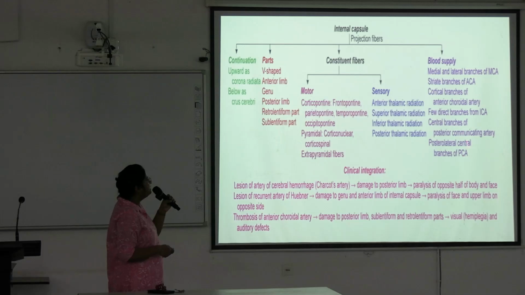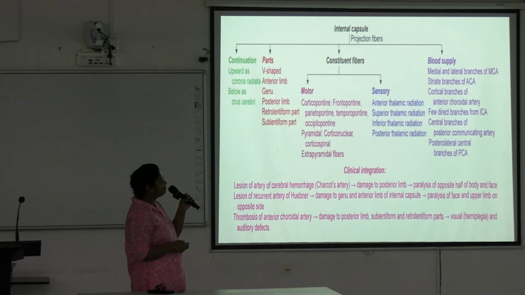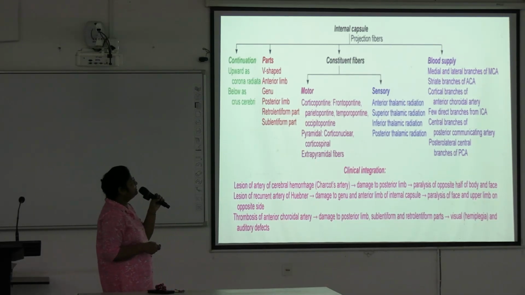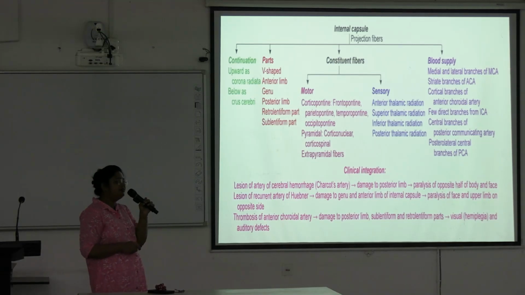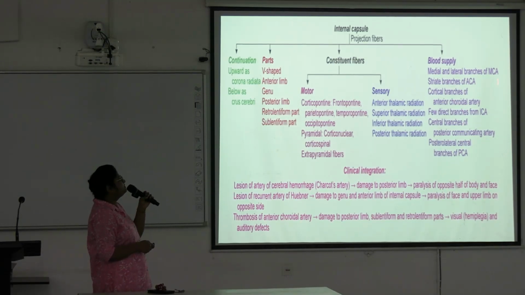Next is the blood supply. It is supplied by medial and lateral branches of middle cerebral artery, striate branches of anterior cerebral artery, cortical branches of anterior choroidal artery, a few direct branches from internal carotid artery, and central branches of posterior communicating artery and posterolateral central branch of posterior cerebral artery. So all these supply the internal capsule.